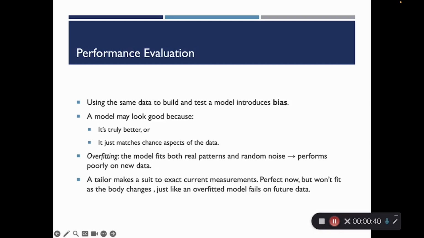And this leads to what we call overfitting. Overfitting happens when the model captures not only the true patterns, but also the random noise. That makes it look strong on the current data, but weak on new data. To visualize this, think about a tailor making a suit to someone's exact body measurements. It will fit perfectly now, but as the body naturally changes over time, the suit will not fit anymore, right? In the same way, the overfitted model performs poorly when applied to a new dataset.